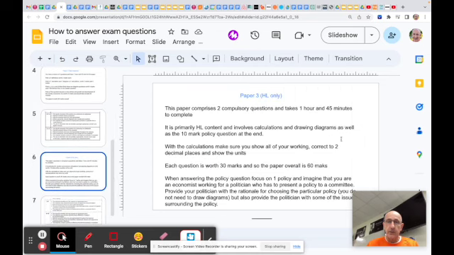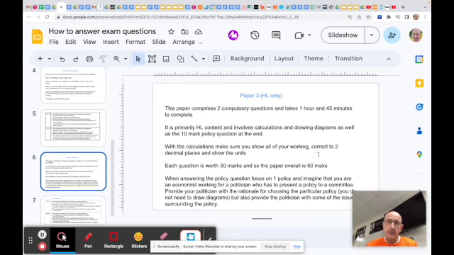Finally, for those doing HL, is paper 3. Paper 3 contains 2 compulsory questions. It's 1 hour and 45 minutes again. It's primarily HL content, involves calculations, drawing diagrams, and you've got a 10-mark policy question at the end. With your calculations, as in the calculation question in paper 2, make sure you show your working. Don't just use a calculator and put the final answer. You will not get full marks for that question if you haven't shown the working clearly.